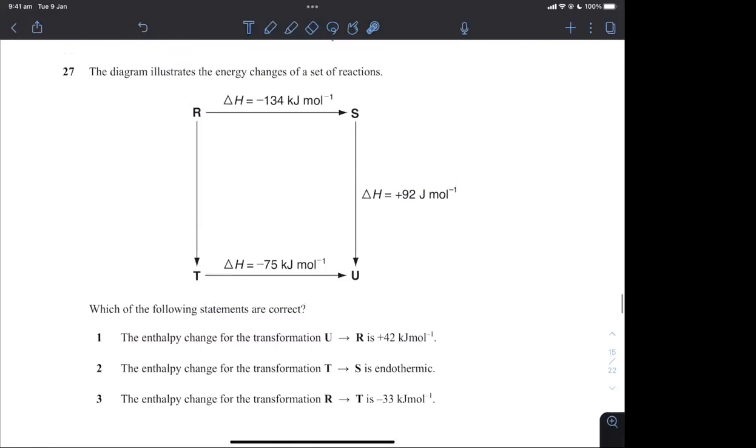27th. Okay, so what we have here is the use of Hess cycle or Hess's law. It means the enthalpy change of a reaction does not depend on the pathway as long as you start from the same place and end up at the same place.